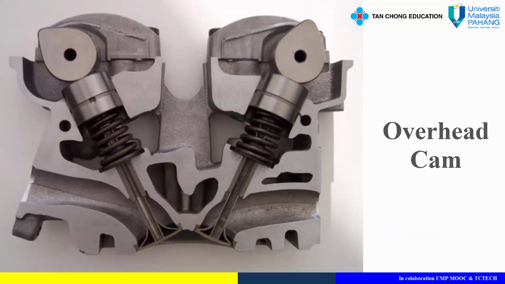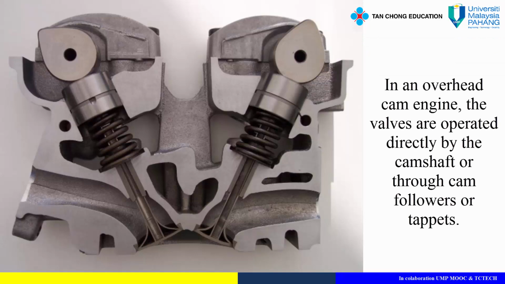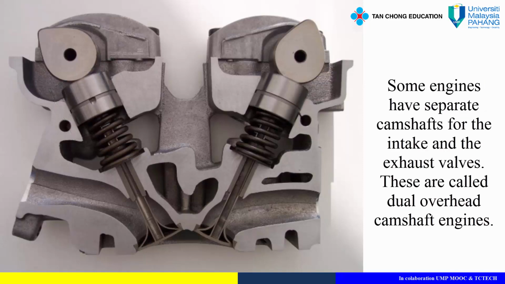Overhead cam. An overhead cam engine also has the intake and exhaust valves located in the cylinder head. But as the name implies, the cam is located in the cylinder head. In an overhead cam engine, the valves are operated directly by the camshaft, or through cam followers, or tappets. Some engines have separate camshafts for the intake and the exhaust valves. These are called dual overhead camshaft engines.